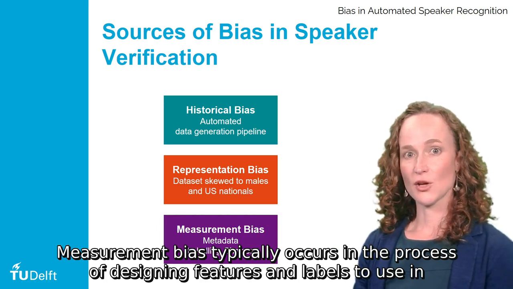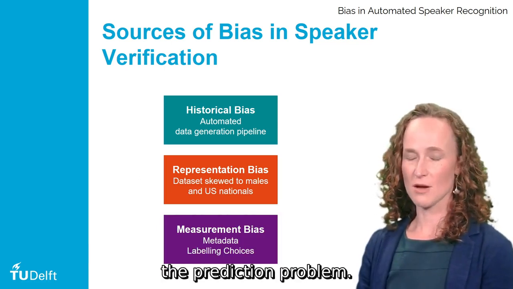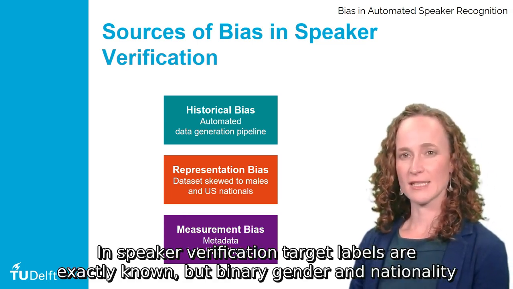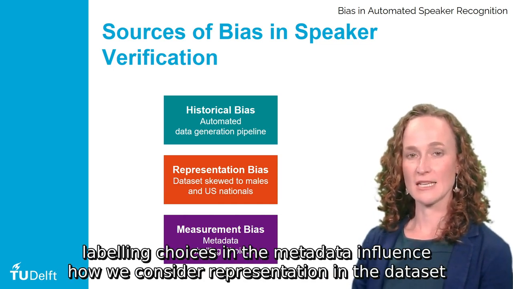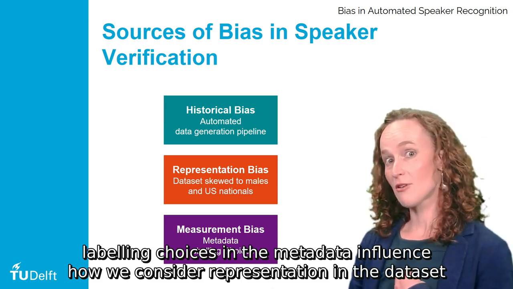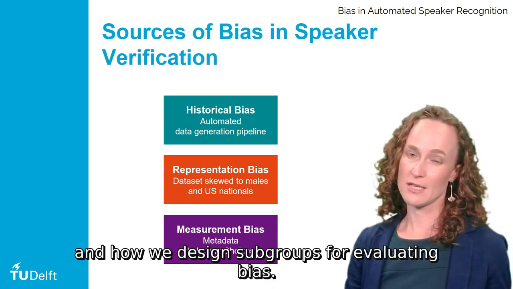Measurement bias typically occurs in the process of designing features and labels to use in the prediction problem. In speaker verification, target labels are exactly known, but binary gender and nationality labeling choices in the metadata influence how we consider representation in the dataset and how we design subgroups for evaluating bias.